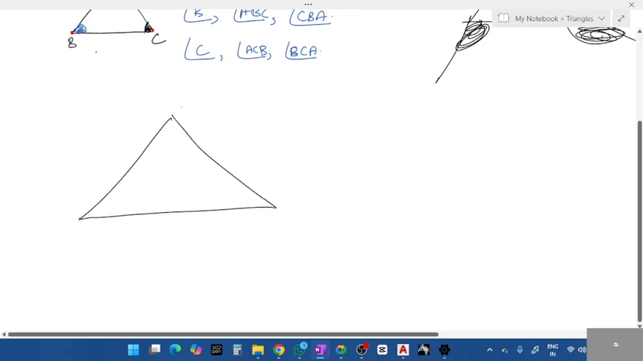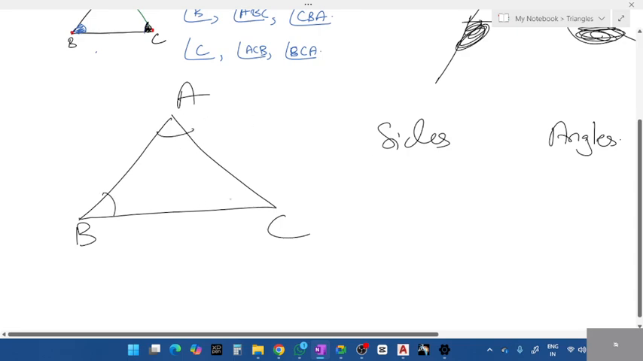Okay, next one, students. A, B, C. Out of three things, what are the two things you can measure? Sides and angles. Now, sides can be any value: 5 centimeters, 6, 3.54, anything. When it comes to angles, if this is 50 degrees, this is 60 degrees, and 110, this will be 70 degrees.